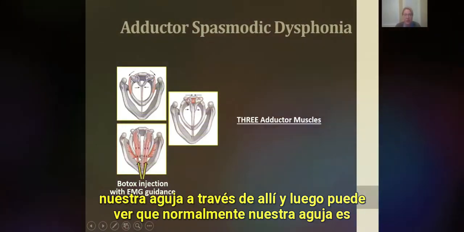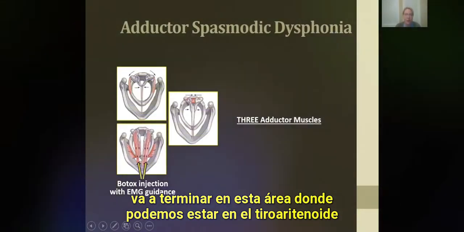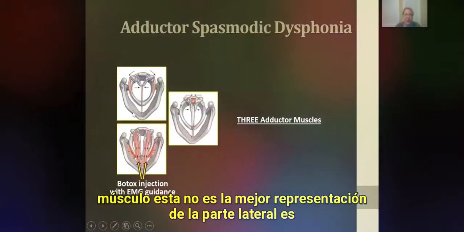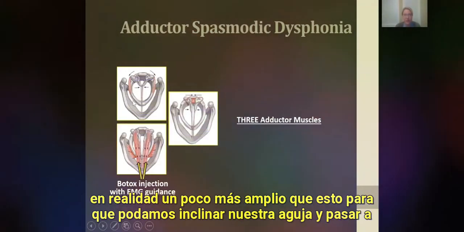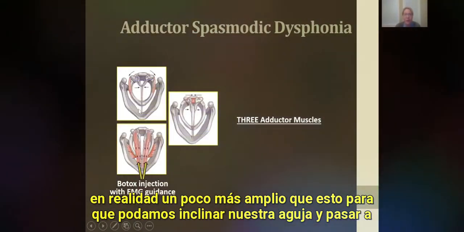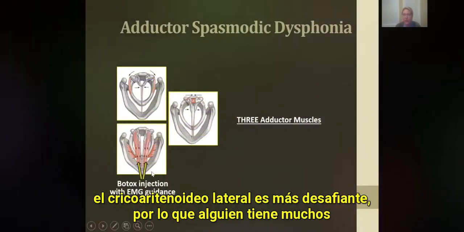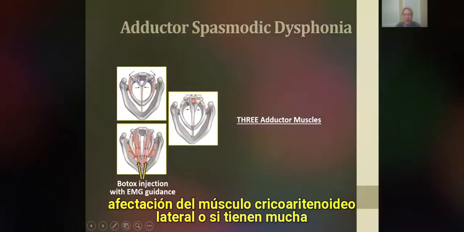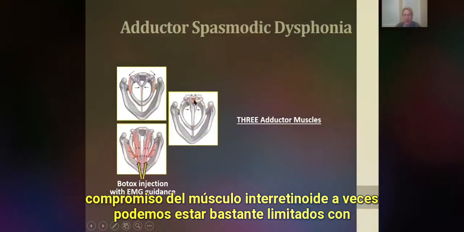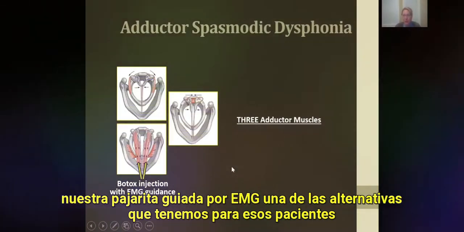And then you can see that typically our needle is going to end up right about in this area where we can be in the thyroarytenoid muscle. This isn't the best representation of the lateral cricoarytenoid. It's actually a little broader than this. So we can angle our needle and get over to the lateral cricoarytenoid, but it is more challenging. So if someone has a lot of lateral cricoarytenoid muscle involvement, or a lot of interarytenoid muscle involvement, sometimes we can be fairly limited with our EMG guided Botox.